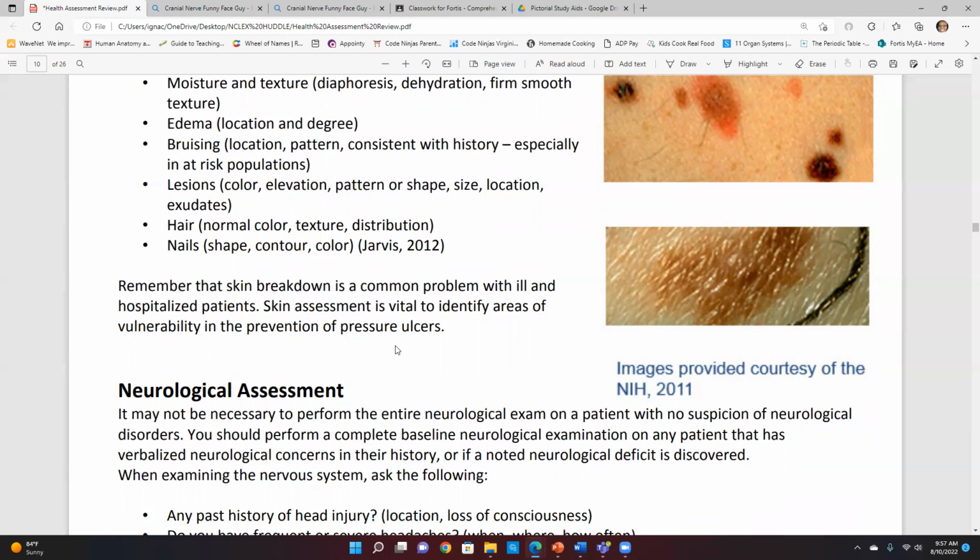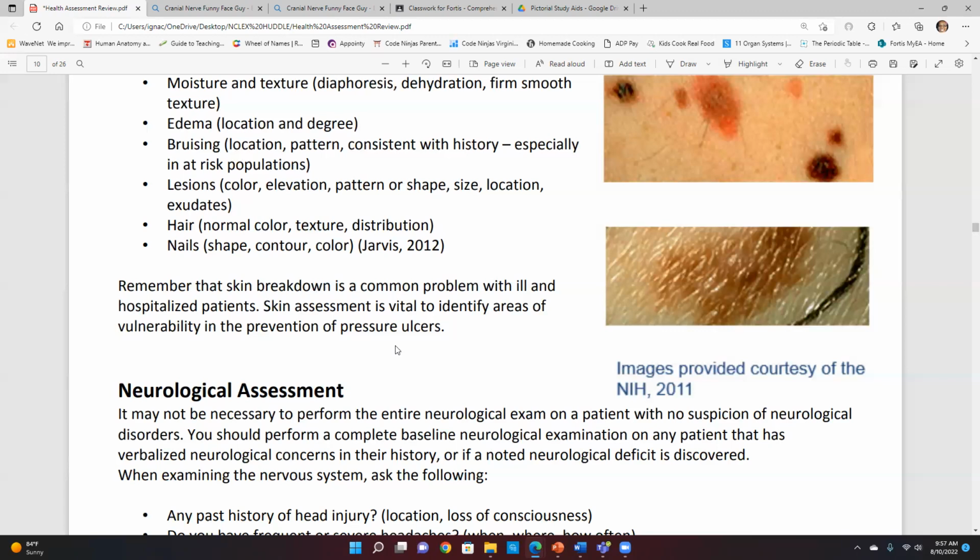If there are any lesions, we will examine those lesions, and we will look for the color, the elevation, the pattern, the shape, the location, and any exudates. Exudates is a fancy word for drainage. We will also look, when we're examining the skin, at the hair. Is it normal or is it dry? Is it brittle? When we look at the patient's lower extremities, are there patches of hair that may be missing? We also have to look at the nails.